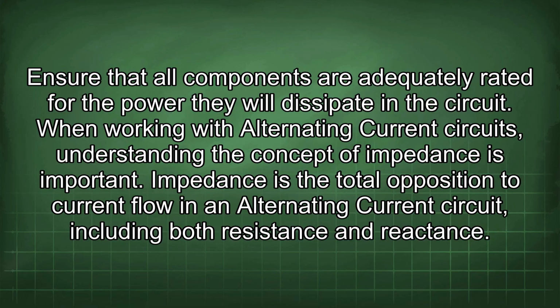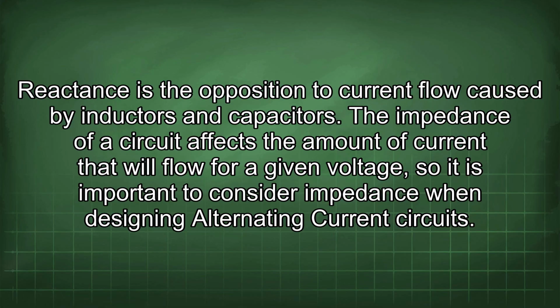When working with alternating current circuits, understanding the concept of impedance is important. Impedance is the total opposition to current flow in an alternating current circuit, including both resistance and reactance. Reactance is the opposition to current flow caused by inductors and capacitors. The impedance of a circuit affects the amount of current that will flow for a given voltage, so it is important to consider impedance when designing alternating current circuits.